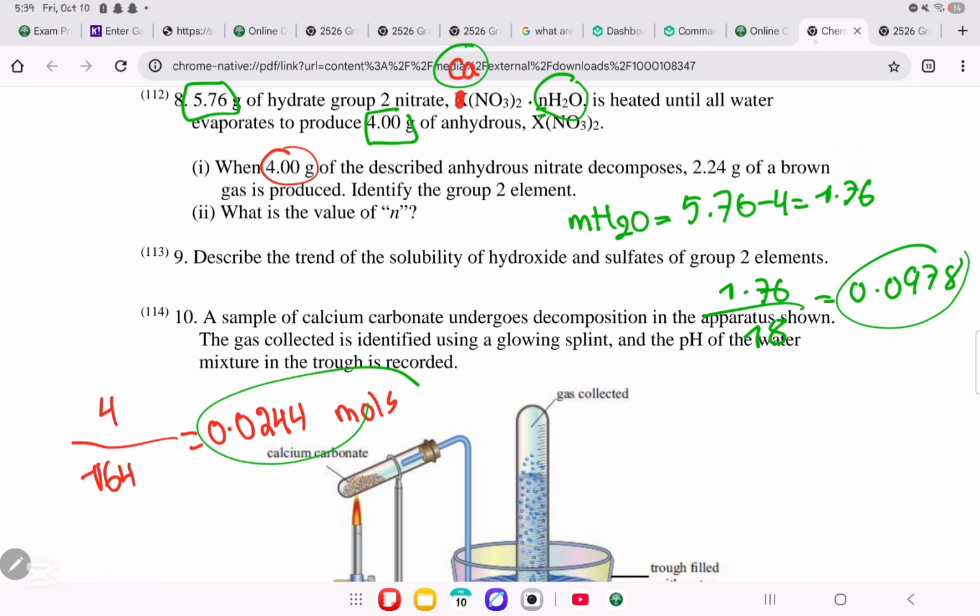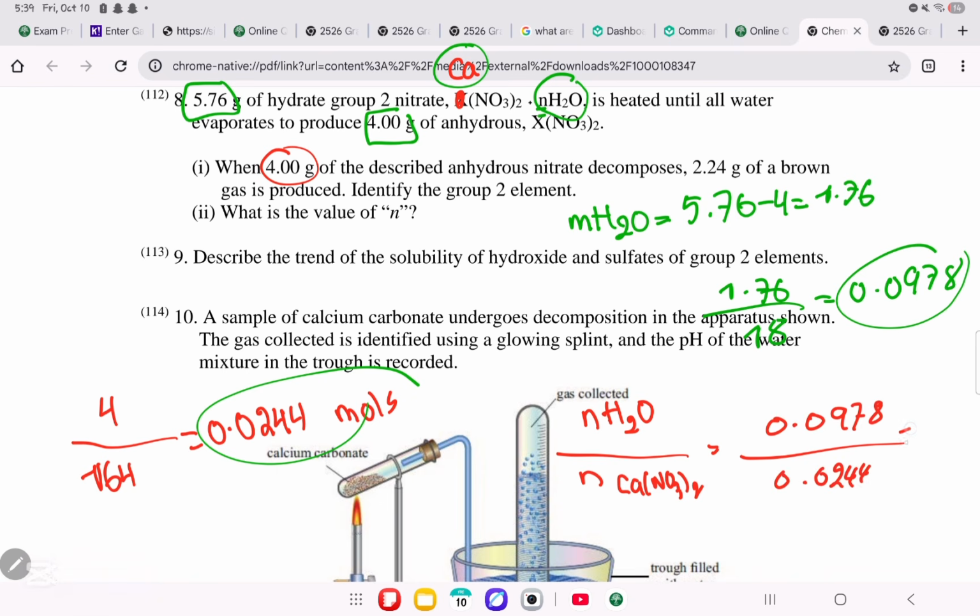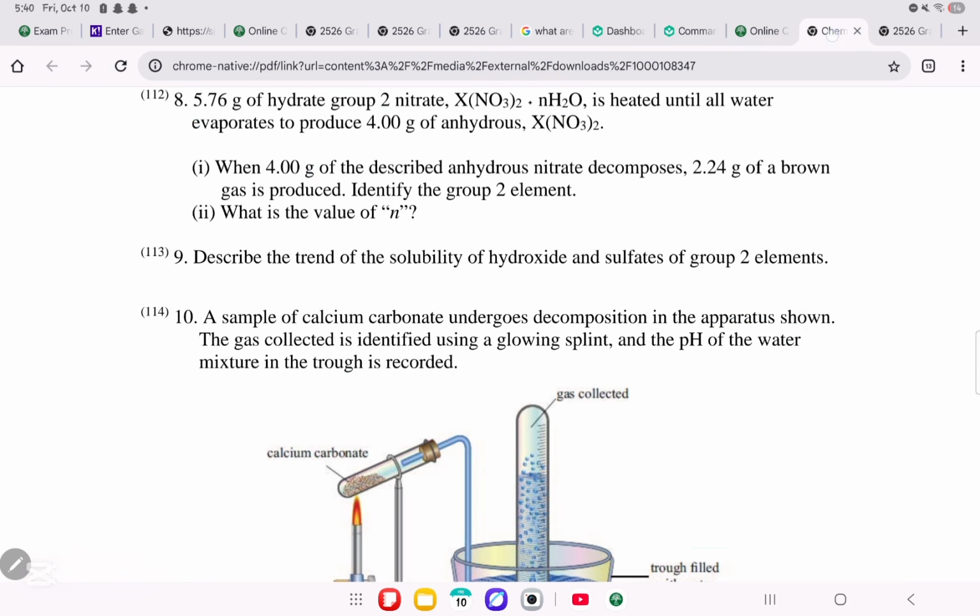So now that we have the two ratios, what can we do? We can do n of H2O over n of Ca(NO3)2. That's going to be 0.0978 over 0.0244. So that's going to be 4 over 1. That means n of H2O is 4, so the number over here is 4, and the n of Ca(NO3)2 is 1. Very simply, this is how it works. We move on to question number 9.